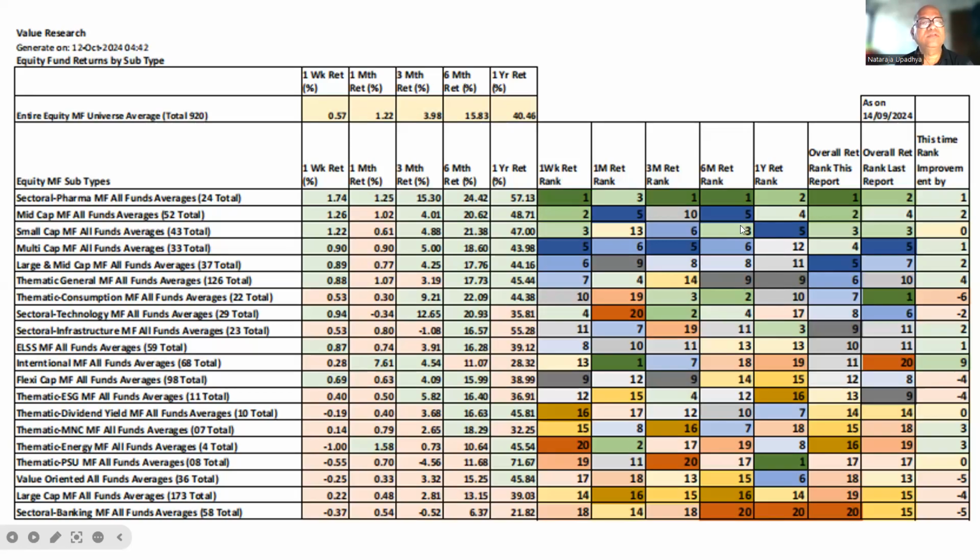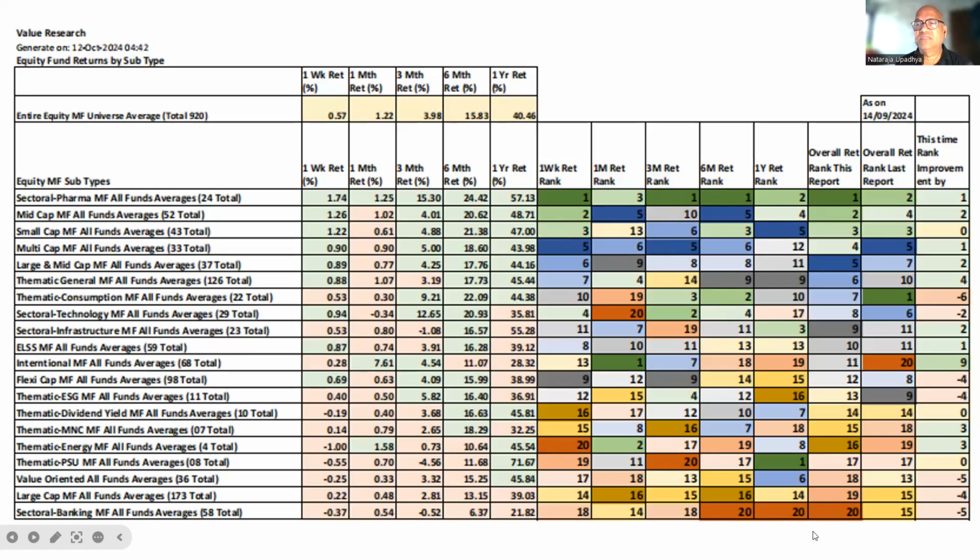Third position went to small cap funds, which is maintaining that third position, though on a monthly basis there was a slippage. Fourth position went to technology funds, which is maintaining that position. Fifth position went to mid-cap funds, which has done better now, second on the weekly basis.